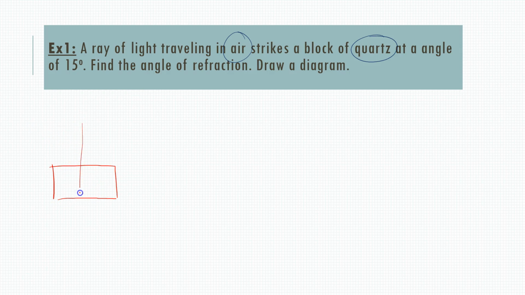And I'm going to draw my normal-ish. Close enough. Good enough for me. So we've got the angle coming in, and it hits at an angle of 15 degrees. So that angle has to be touching the normal. So that's our incident angle. It hits at 15 degrees. Find the angle of refraction.